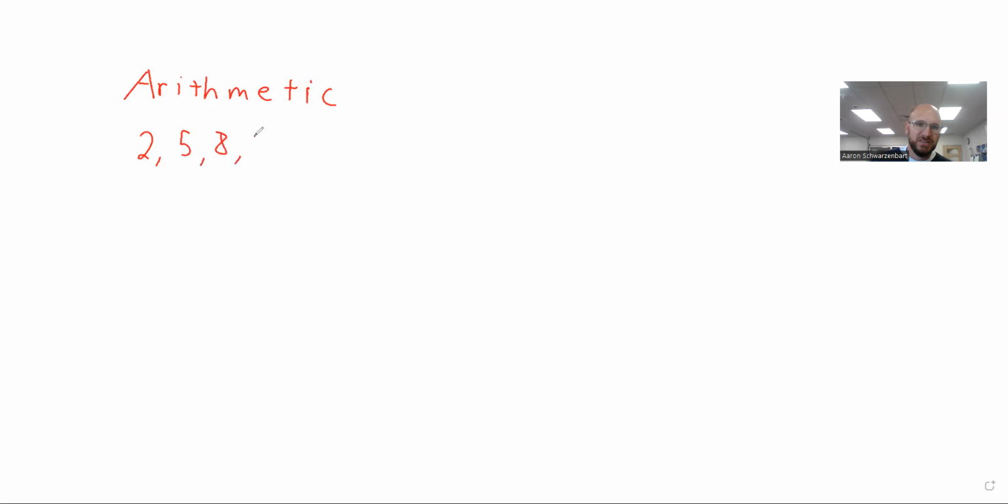For this sequence, I'm adding 3 to each number. Okay? That would be arithmetic. Remember, I'm adding a constant term for each thing. Okay, we call that term the common difference. So the common difference here is +3. It could be minus. Okay?